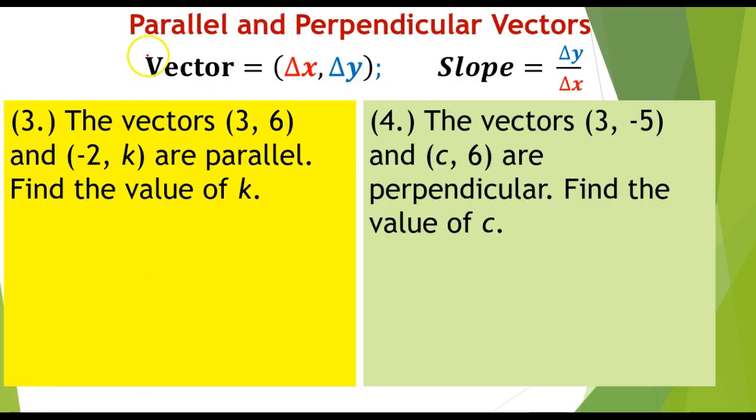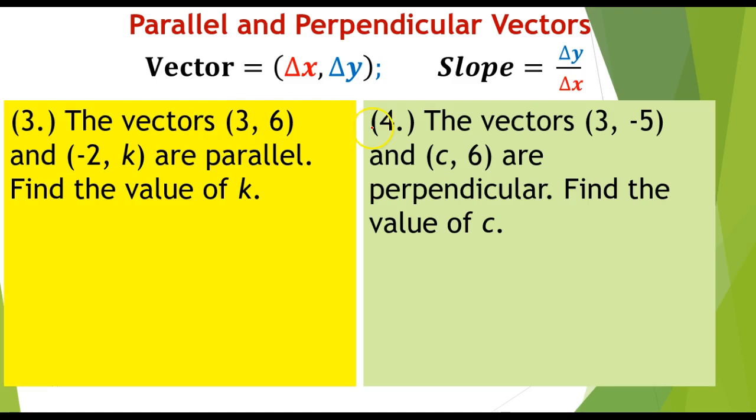All right. Parallel and perpendicular vectors. Since vectors are like rays, they could intersect each other or be parallel to each other. Remember that vectors are expressed as an ordered pair of change in x and change in y, which is horizontal change and vertical change. But slope is the change in y over change in x, which is the vertical change over horizontal change. It's just that they are written differently.